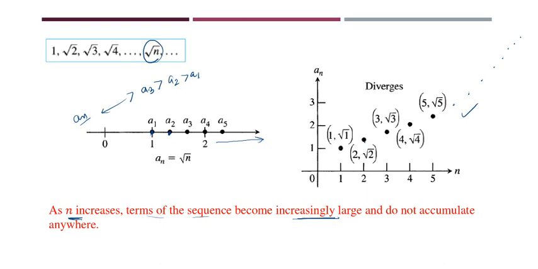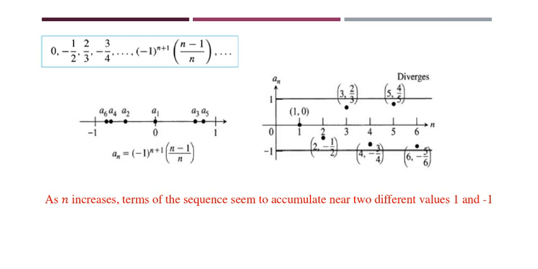And the other case of divergence is when they are not becoming increasingly large, they are bounded, but they are not going towards one point, they are going towards 2 points. Let us see this one. When the nth term is minus 1 raised to the power n plus 1, times 1 minus 1 by n. Now you see your first term is 0 here, the second term is minus 1 by 2 here, the third term is 2 by 3 here. So you are moving away from 0, right?